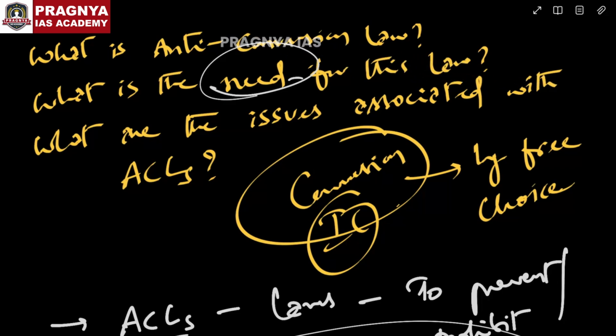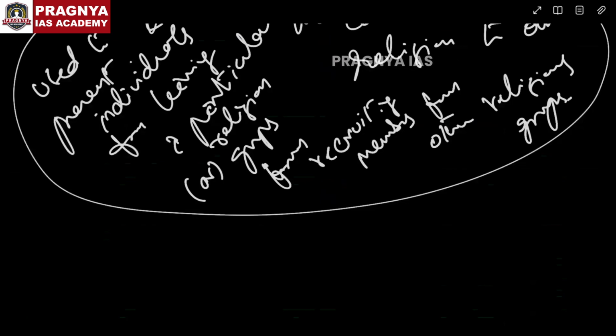Others may view anti-conversion laws as a way to protect the traditions and beliefs of a particular religion and to prevent the erosion of its influence or power. Some may also argue that anti-conversion laws are necessary to protect individuals from being coerced or deceived into converting to a different religion. They may claim that some religious groups use manipulative or unethical tactics to recruit members, and that anti-conversion laws are needed to prevent such abuses. So these are certain arguments which we can come across.